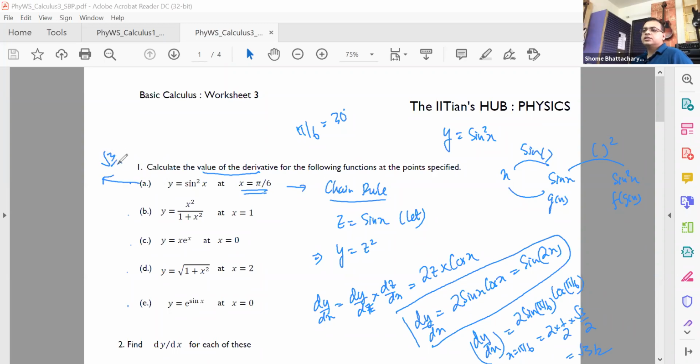Sir, yes, we can do this by the product rule, right? Writing sin square x as sin x into sin x. Yes, we can also apply the product rule and you will get the same thing by that also. Yes sir, same answer came. Yes, correct. Okay.